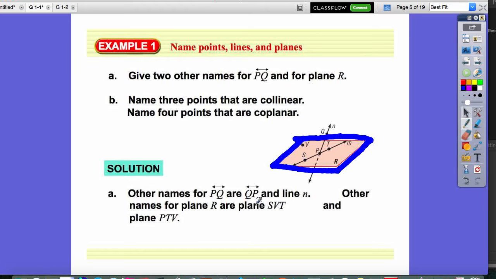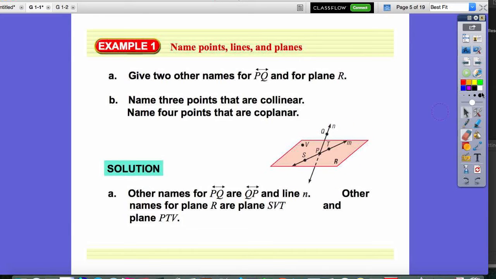So you could call this plane SVT. You could call it plane PTV, VPS. You just can't call it plane SPT because in that case that's also a line, but you could also, I'm going to try and draw this to help you visualize it.